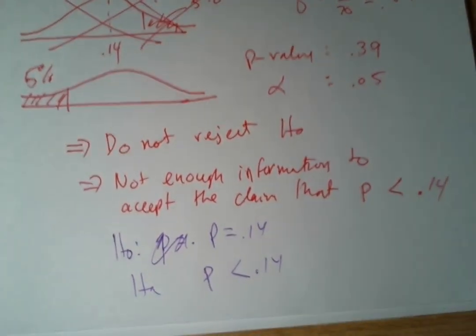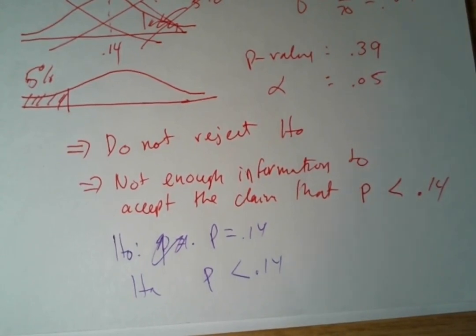Now again, we have not confirmed that the population proportion is 14%. That is not the purpose of the hypothesis testing. All we're saying is that there's not enough information to say that it's changed, so we just continue as before. It's not a confirmation of previous results. It's simply stating there's not enough information to claim that it has changed.